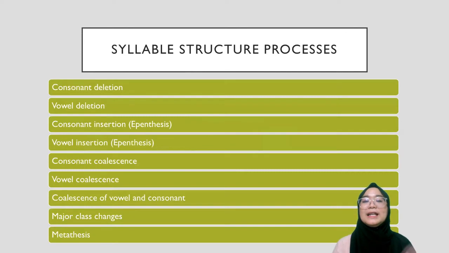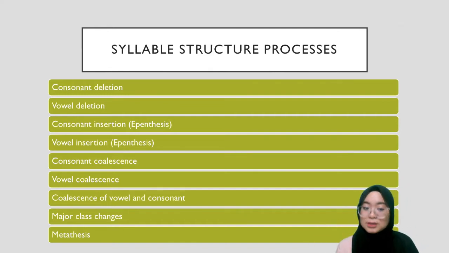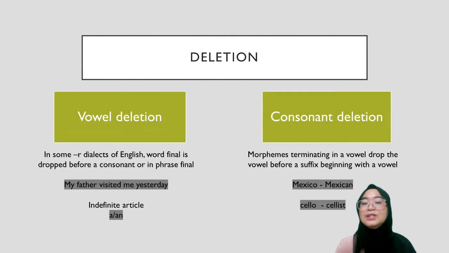All right, next is syllable structure processes. There are a lot of parts to it. The first is consonant deletion, vowel deletion, consonant insertion, vowel insertion, consonant coalescence, vowel coalescence, coalescence of vowel and consonant, and then we will talk about major class changes and metathesis. Let's start with deletion, for vowel deletion and consonant deletion.